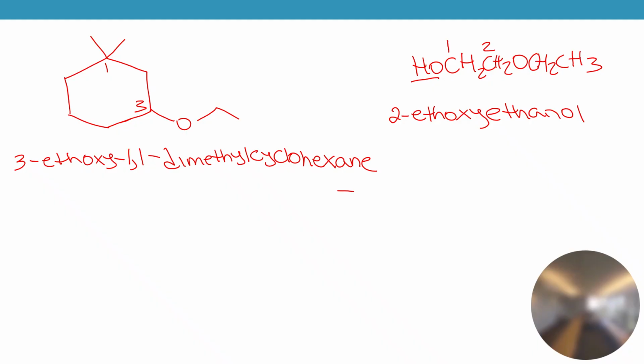Because it is ethanol, we don't have to call it, well, actually, never mind. That's the end of that. Okay. Let's look at some other molecules that have very common names.